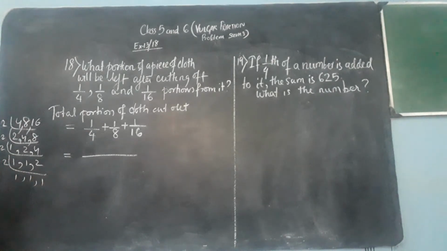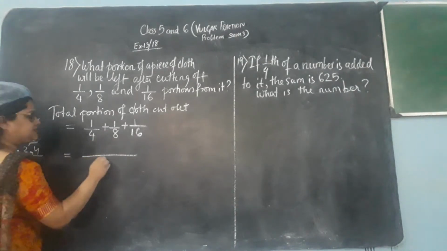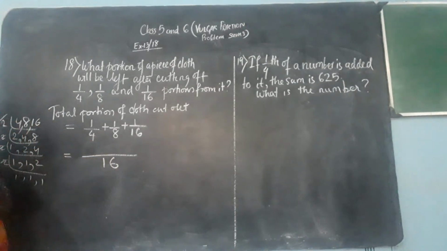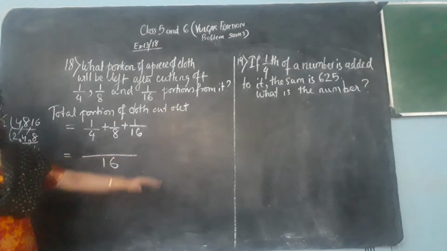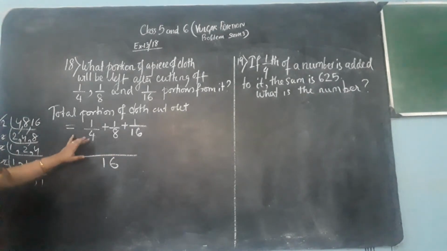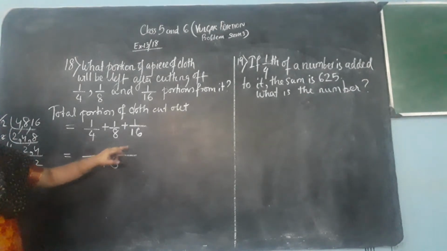I will find the LCM until we get 1, 1, 1 in the end, and 2 2s are 4, 4 2s are 8, 8 2s are 16. So the LCM of 4, 8, 16 is 16. Now LCM means we are getting a common denominator. Now compare with the singular denominators.